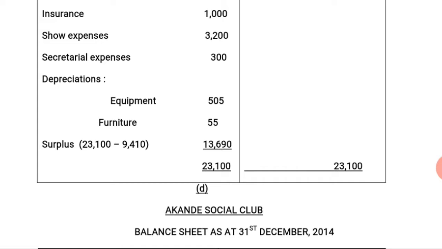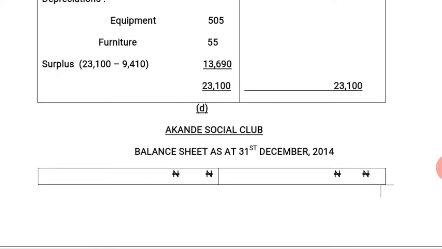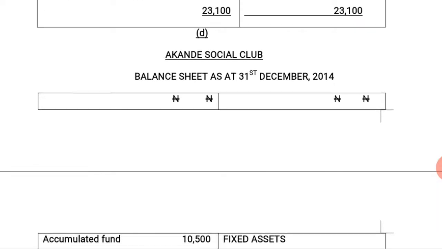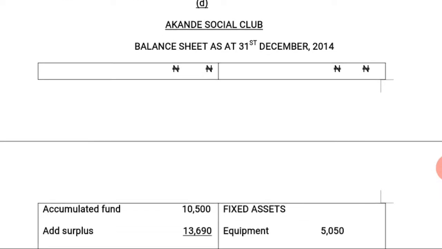From there, the question still requires us to prepare the final balance sheet as at the end of 2014. As at the end of 2014, the question still requires us to prepare the balance sheet for Account Social Club. Therefore, we have Account Social Club balance sheet as at 31st December 2014.